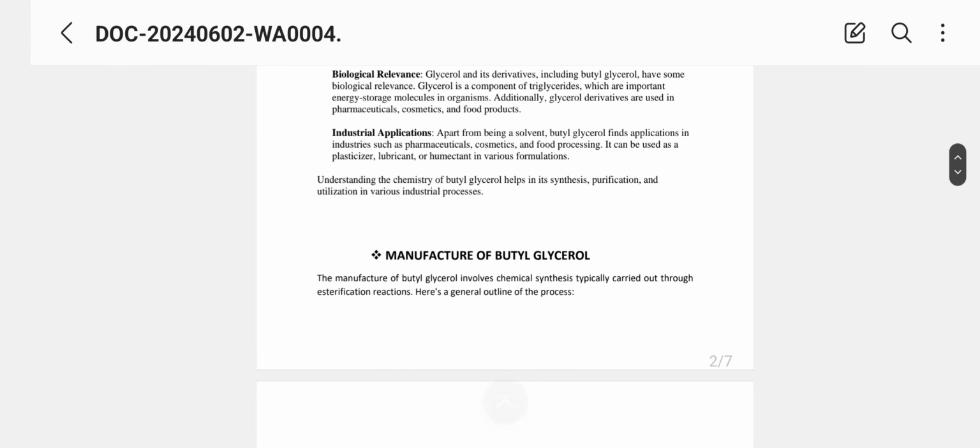Industrial application. Apart from being a solvent, butylglycerol finds application in industries such as pharmaceutical, cosmetic, and food processing. It can be used as a plasticizer, lubricant, and humectant in various formulations. Understanding the chemistry of butylglycerol helps in its synthesis, purification, and utilization in various industrial processes.